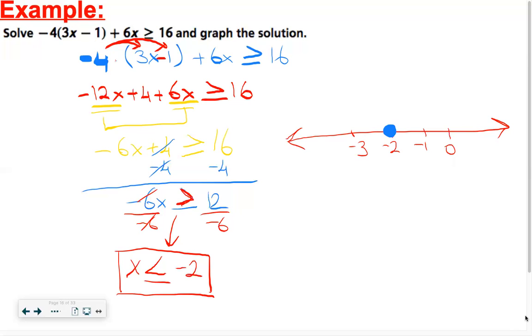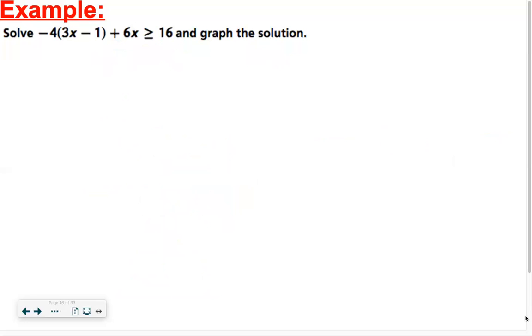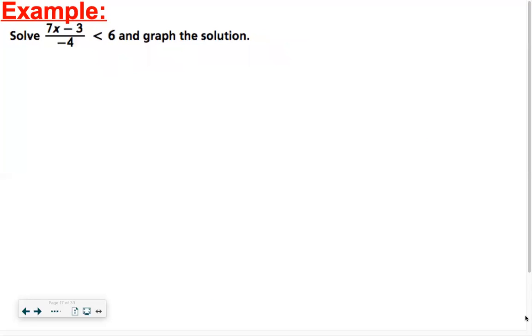As you see here, x is less than or equal to. I am looking for all the answers which are less than -2. So this is your solution. Next one. This is a little bit tricky, but we can solve it together.